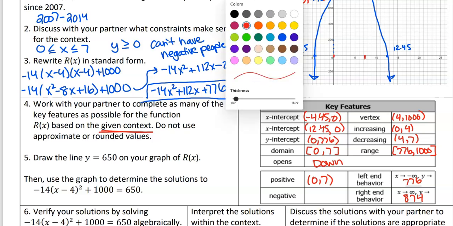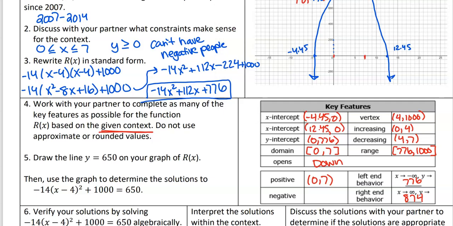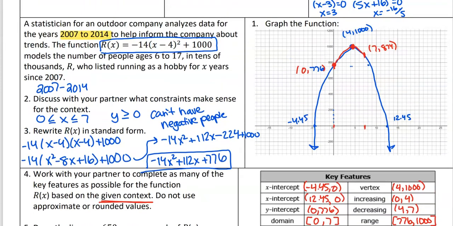Questions on any of our key features? Okay. Number 5, draw the line y equals 650. So we can physically draw the line right here. Wish I had a straight edge. There we go. That's not 650, is it? That's 700. Sarah, hold on, we got this.